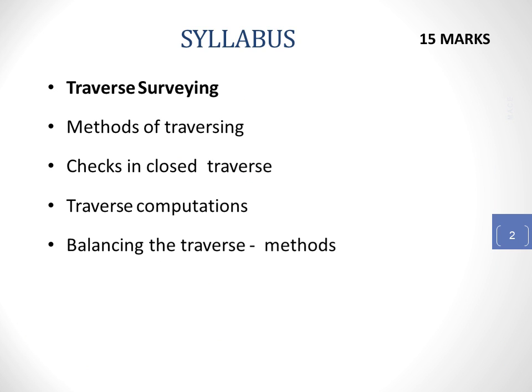So far we learned what is traverse surveying, what are the different methods of traversing, what is latitude, what is departure, what do you mean by closing error, what are the checks that can be done to check the accuracy of the closed traverse, and how to compute the traverse. Different traverse computations we learned. Moving on to the last topic, that is balancing the traverse, its different methods.